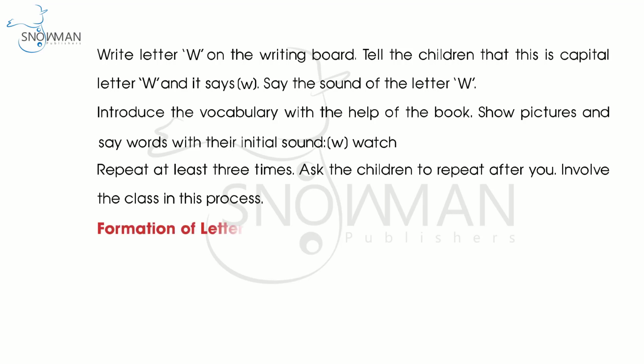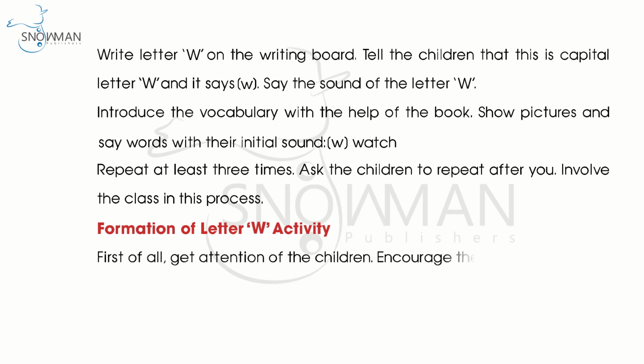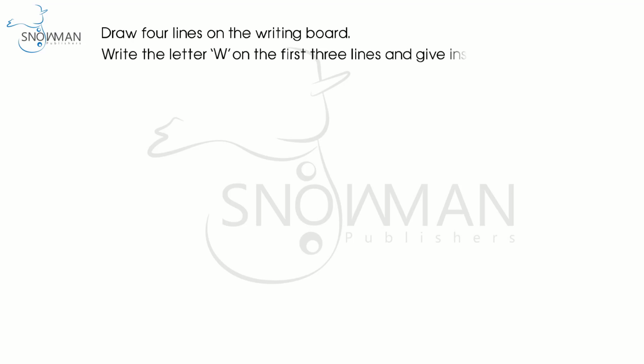Formation of letter W activity. First of all, get attention of the children. Encourage them to sit up straight and not bend their backs. Draw 4 lines on the writing board. Write the letter W on the first 3 lines and give instructions.